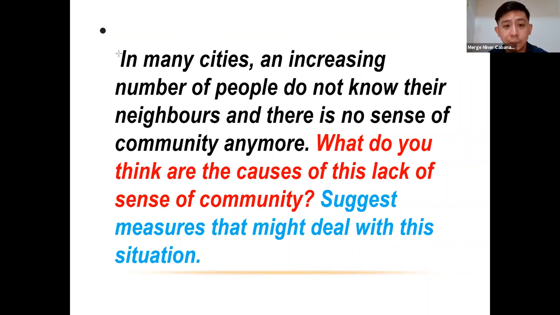All right, so basahin ko lang. In many cities, an increasing number of people do not know their neighbors and there's no sense of community anymore. Okay, here's the question. What do you think are the causes of this lack of sense of community and suggest measures that might deal with this situation? Okay, now here's the thing. Let me draw. I'm going to draw a square.